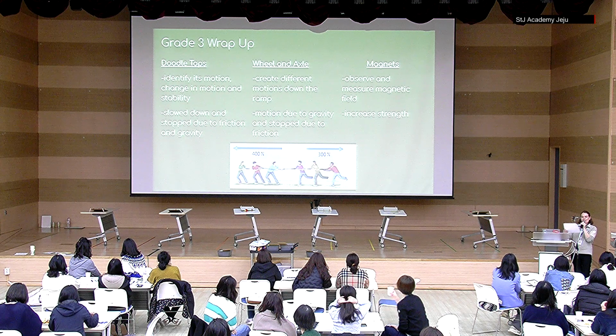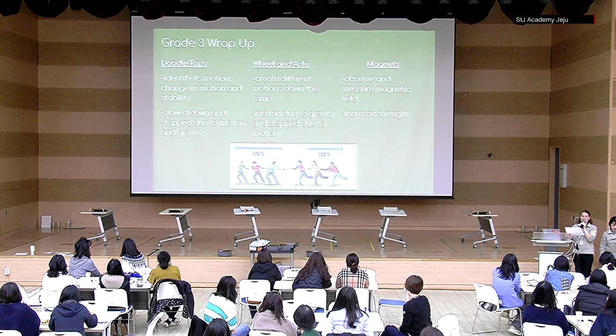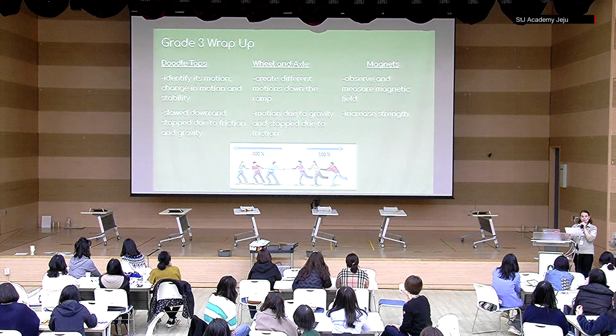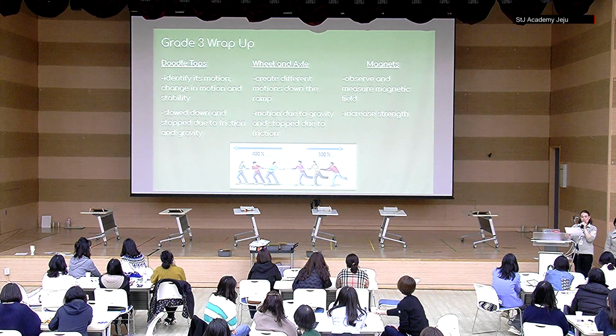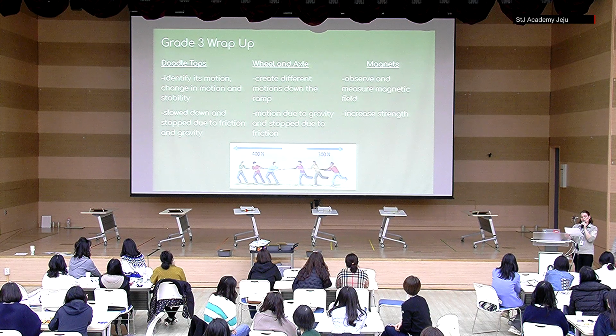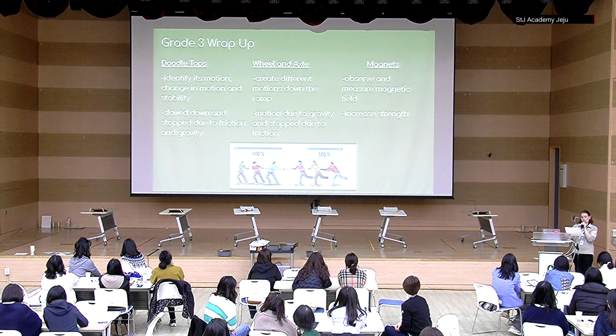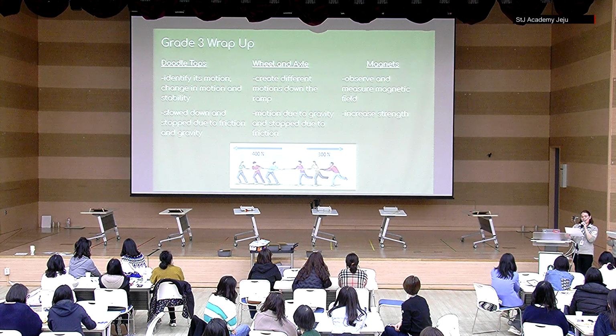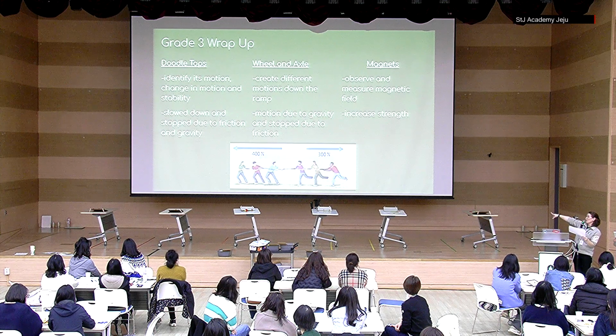The tops and wheel and axle activities are great examples of Newton's first law of motion. Objects at rest stay at rest, and objects in motion stay in uniform motion unless they are acted on by a net force.